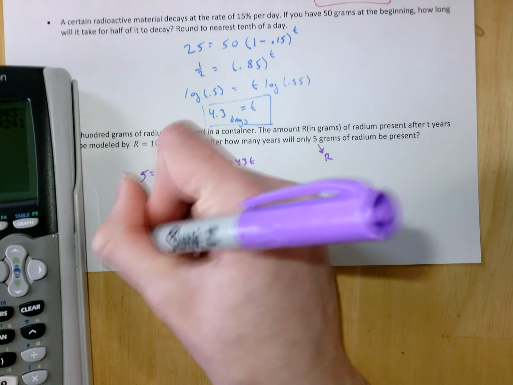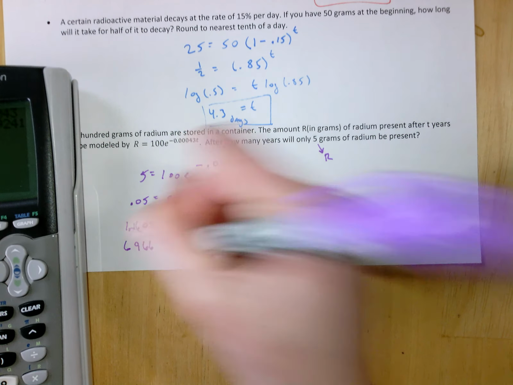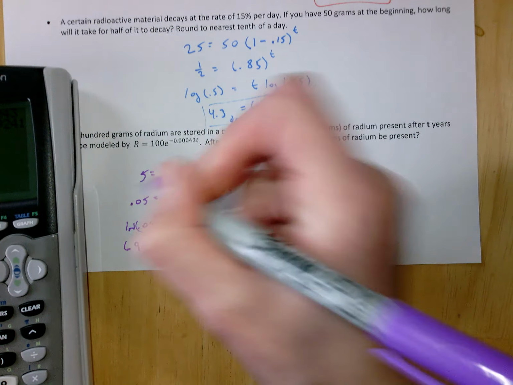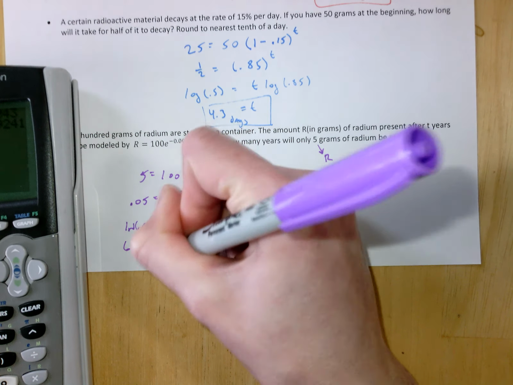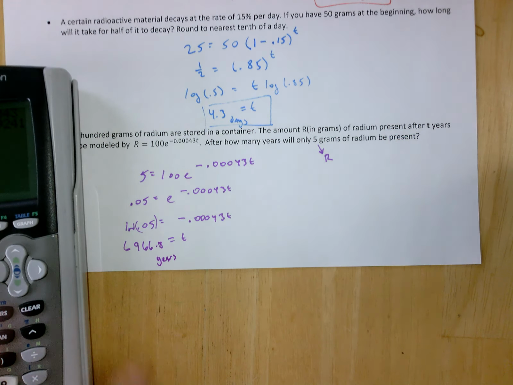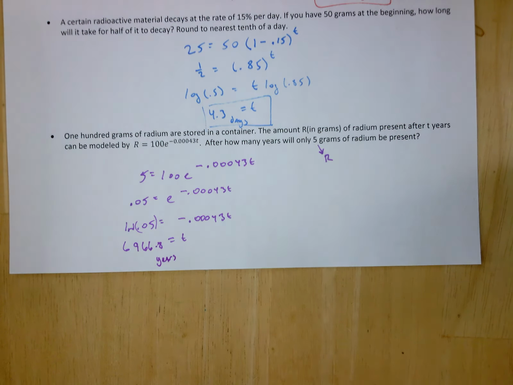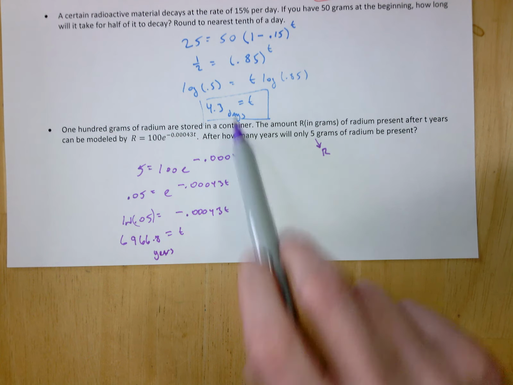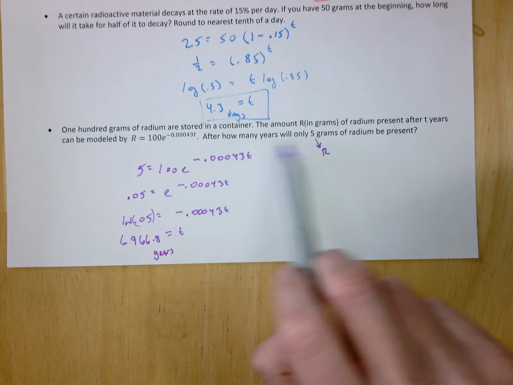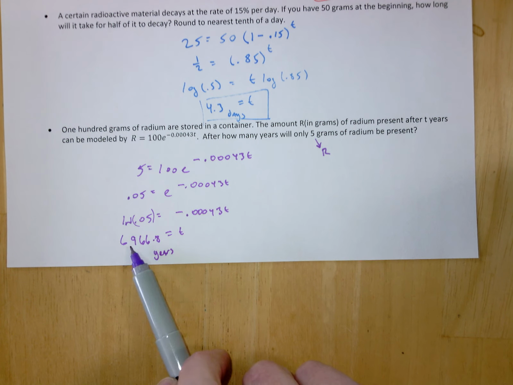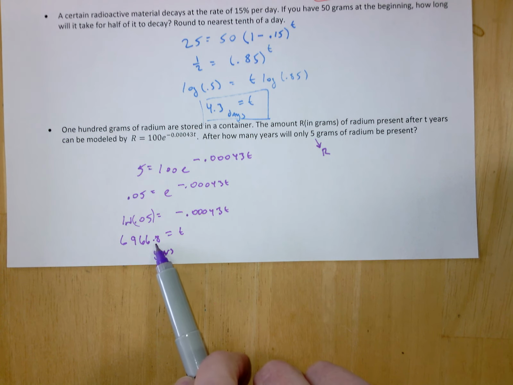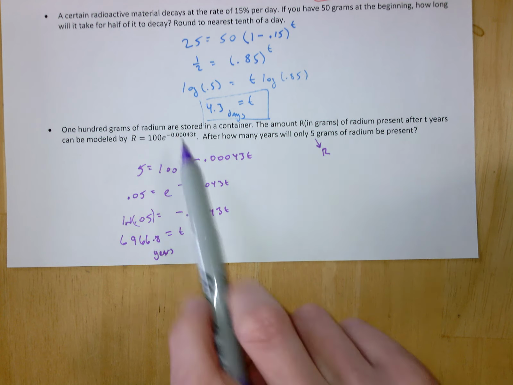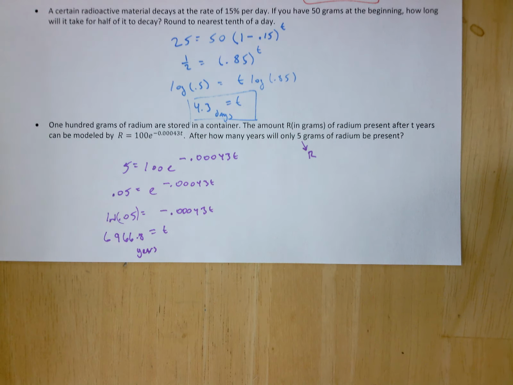So that is 6966.8 years. Okay, so kind of a comparison between the two, right? This one, half of it's gone after 4 days. But this one, when we take a look at this, it's going to take almost 7,000 years to go from 100 grams down to 5. So that's kind of the danger in radiation.